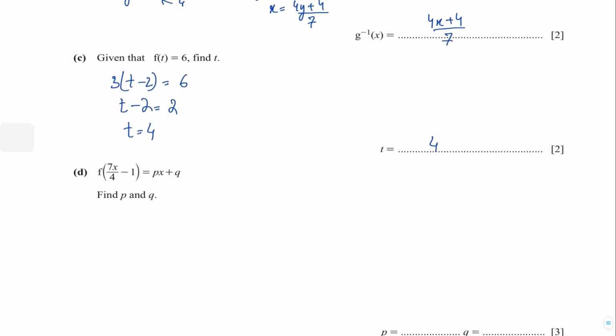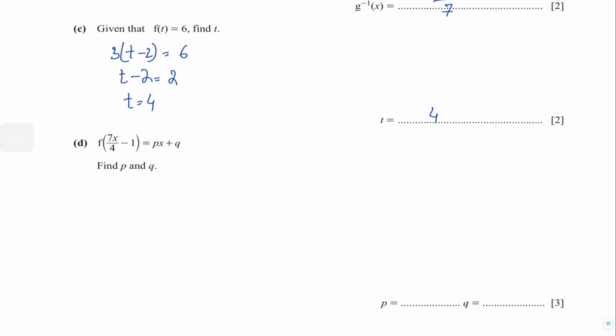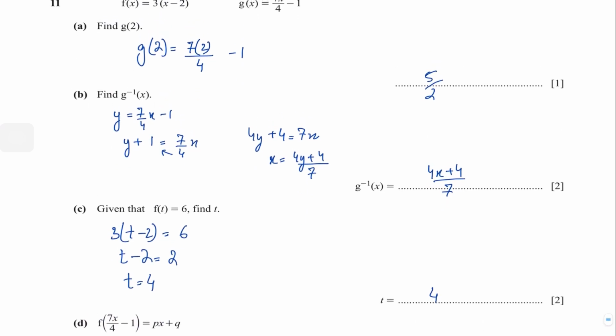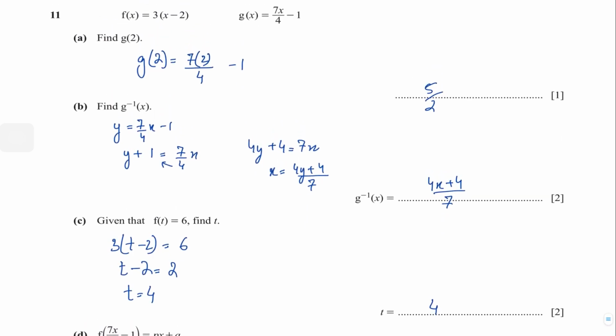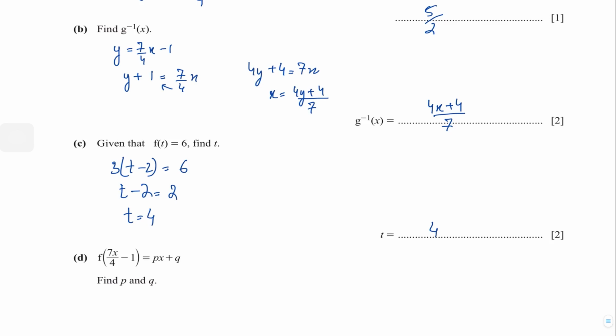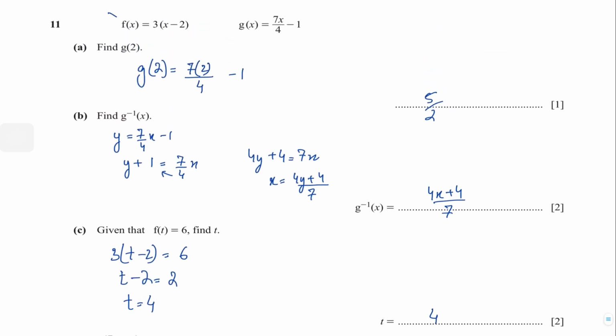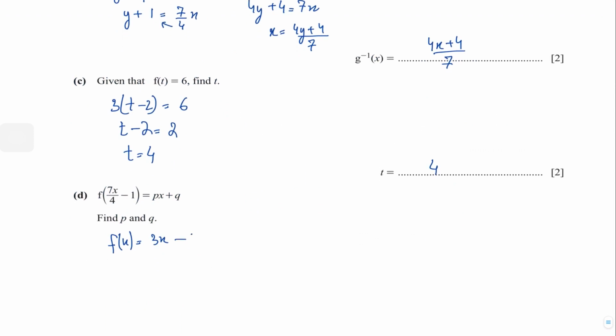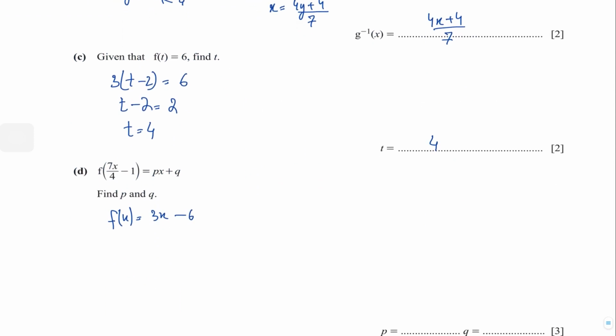Okay, now the question says that f of 7x upon 4 minus 1 is equal to px plus q. Find p and q. So what we're going to do here is in place of x in function f, we're going to replace 7x upon 4 minus 1. So the first thing I'll have to do is expand these brackets. So f of x equals 3x minus 6. Now in place of x, I'm going to write 7 upon 4x minus 1.